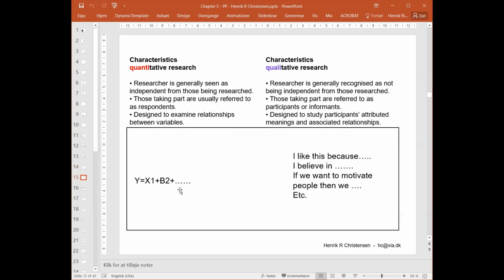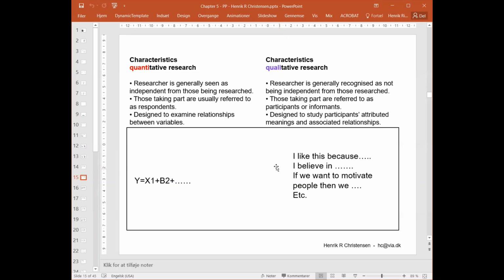On the other hand, over here, when we are talking about qualitative research, very often we are designing research in order to figure out what are people's attributed meanings or attitudes towards something, what are their relationships, etc. And therefore, when we design it, it's very much about asking people questions where we would get answers like, I like this because, or I believe in, etc. So quite a different approach.